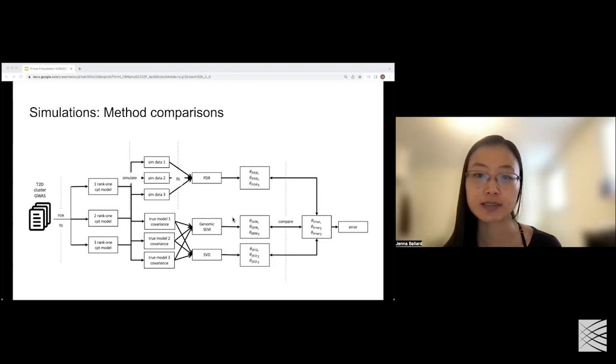We fit models consisting of 1 to 3 factor-like rank 1 components to a cluster of 6 T2D related traits. Then we simulated data from each of those models and fit PDR to those models to get estimated factor weights, which we call theta. Then for SEM and SVD, we used the true covariance matrices as inputs and applied those methods to get the factor weights. Then comparing these estimated factor weights with the true values, we calculated errors for each of the methods.